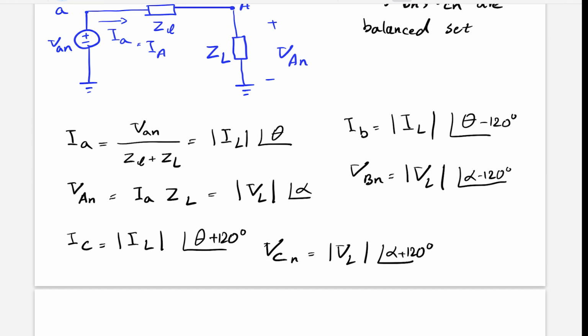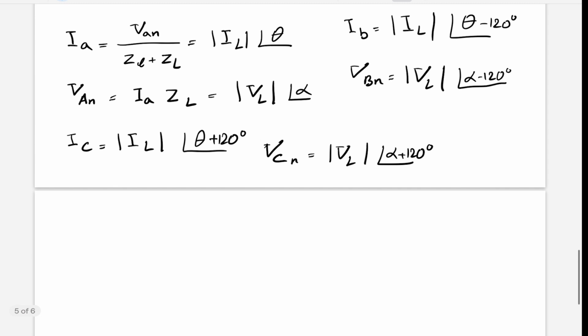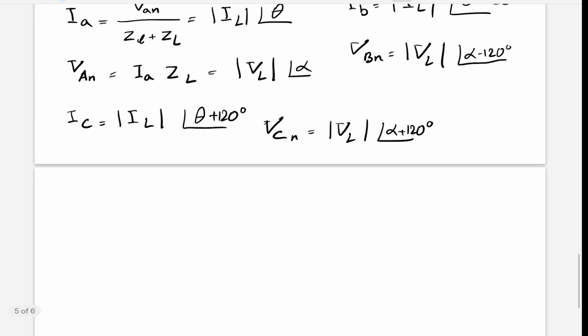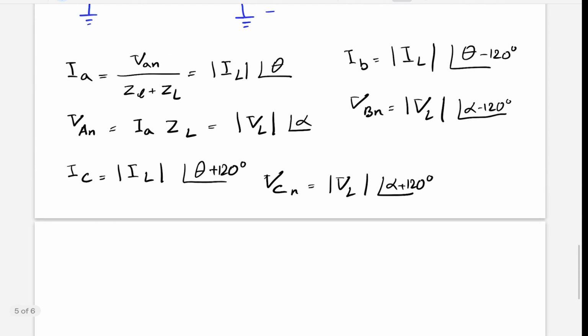Plus 120 degrees for simplicity. Now, if we add these IA, IB, and IC, we will get 0. And if we add these two, VAN, VBN, and VCN, we will also get 0. So that's why it is called balanced. Okay.